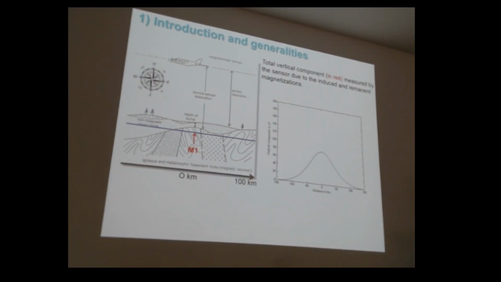So let's try with a very simple example. You have here, this is the direction of magnetization. The flight line is this, so it's going from here to here. And when it goes above this one, it will start recording a field starting from here. The field is increasing on top of the magnetic anomaly. And then it's decreasing. Very simple.